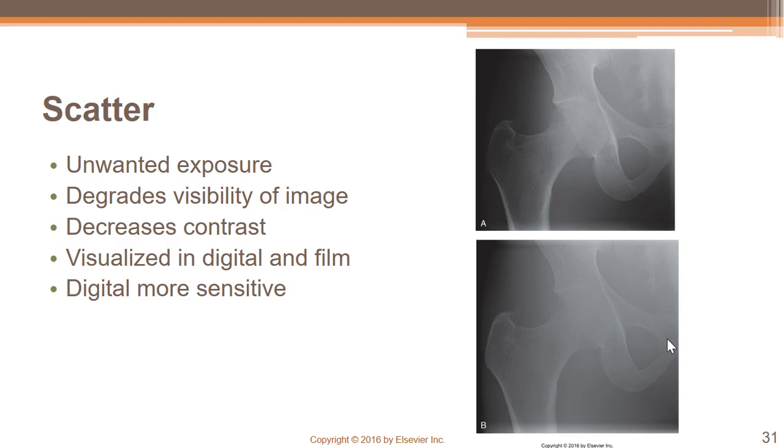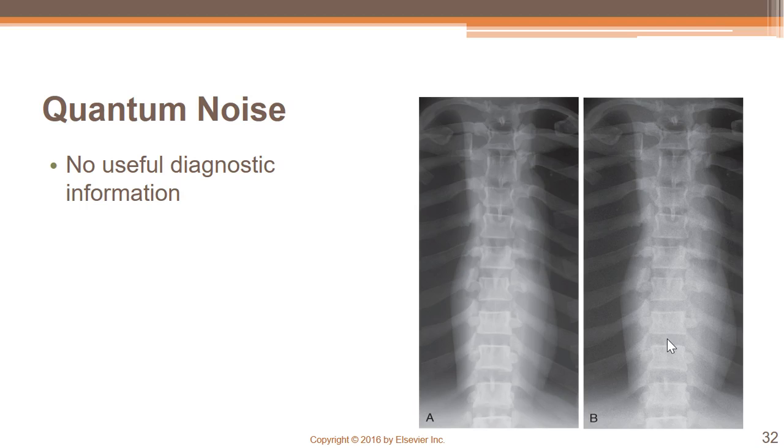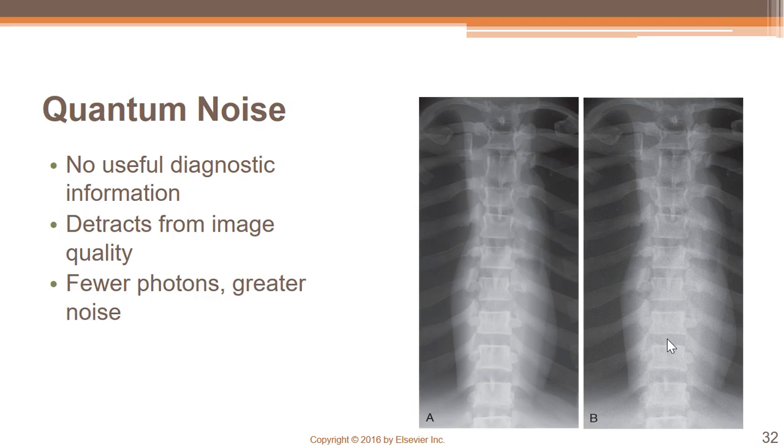Now, when you're trying to change all of these factors and make that quality image, you have to remember too that image noise contributes no useful diagnostic information, and it detracts from image quality. Quantum noise is a concern in digital and film because it's photon dependent. However, in film language, there's fewer photons, greater noise, but in film, the word is called mottle. Now, in digital, we go with the word quantum noise because noise is a digital term.